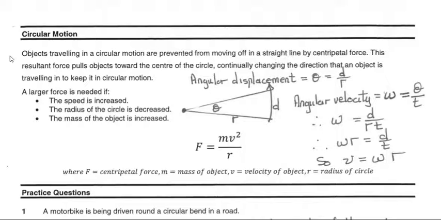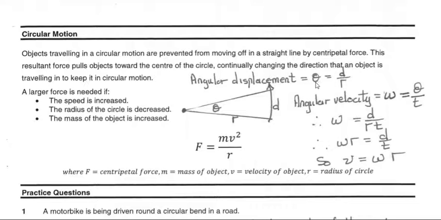A larger force is needed if the speed is increased, the radius of the circle is decreased, or the mass of the object is increased. F, which is the centripetal force, is equal to mv squared over r, m being the mass, v is the linear velocity, and r is the radius of the circle.